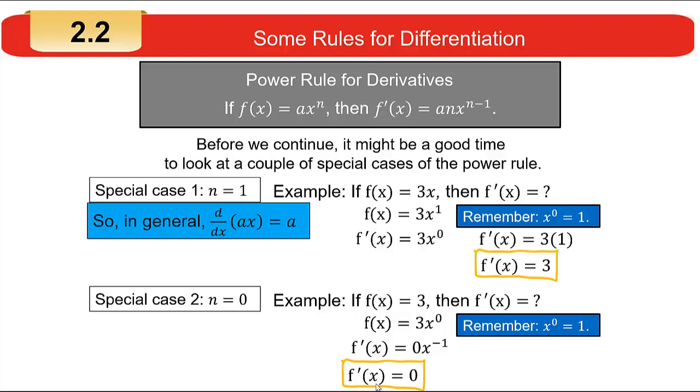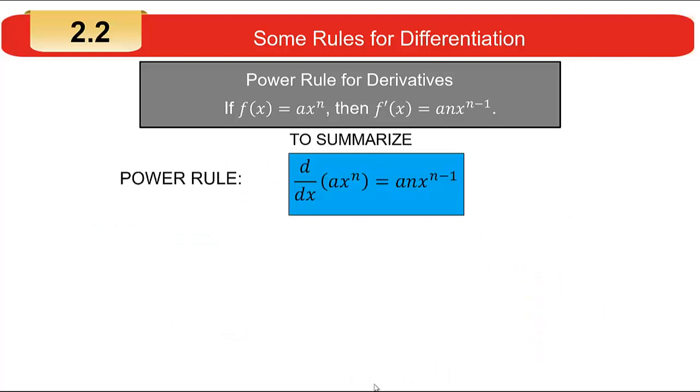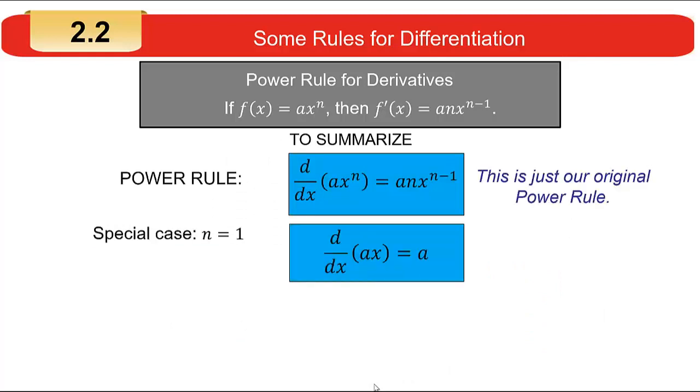So the bottom line is, the two special cases of the power rule, you can just look at it and see the answer. The derivative of a number times x is just the number. The derivative of a number is 0. Those are the two special cases of the power rule that you probably just want to sort out and think of in their own right. So to summarize what we've done so far, you've got the power rule, and then you've got those two special cases.